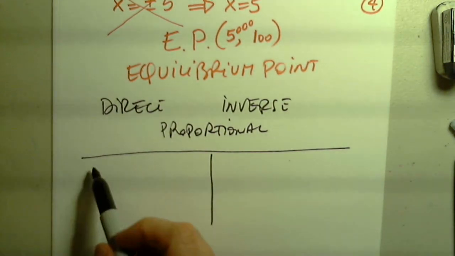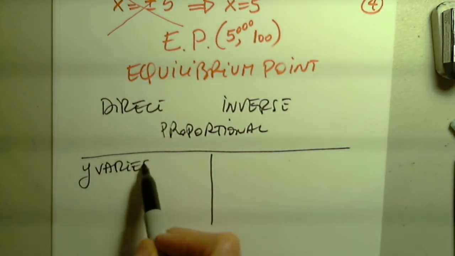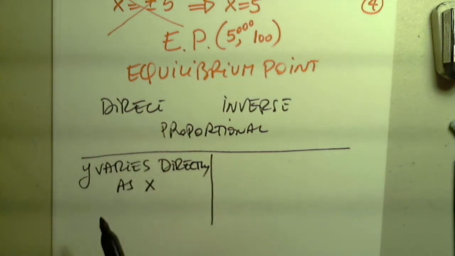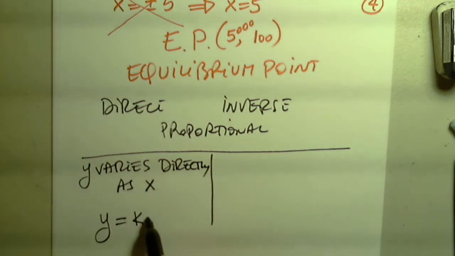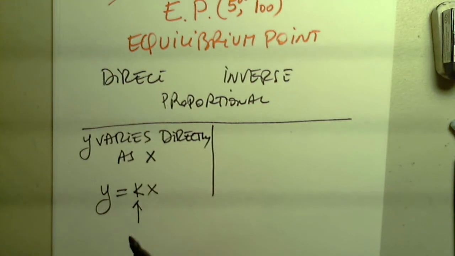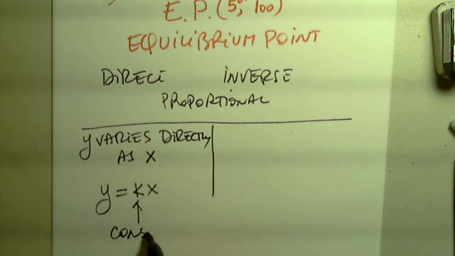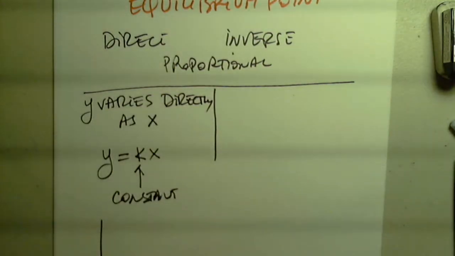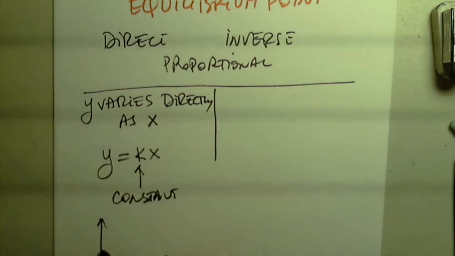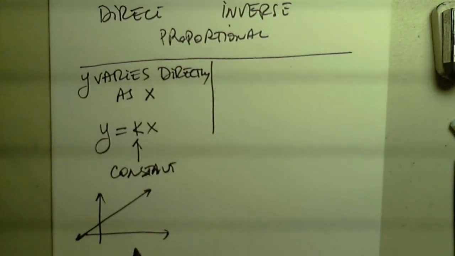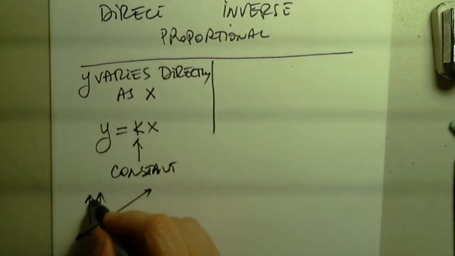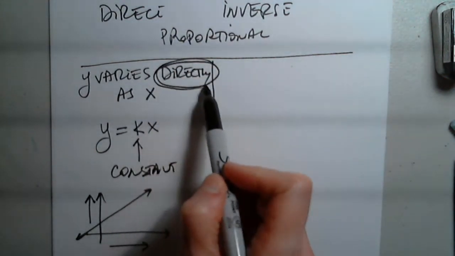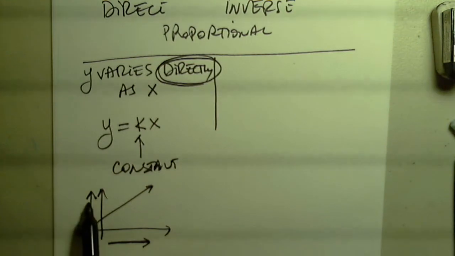If we're told that y varies directly as x, we have to write y equals k times x. K is a constant of proportionality. An example, both are increasing or both are decreasing. So this is something like this. As x increases, y increases. So they vary directly. The increase of one triggers the increase of the other.